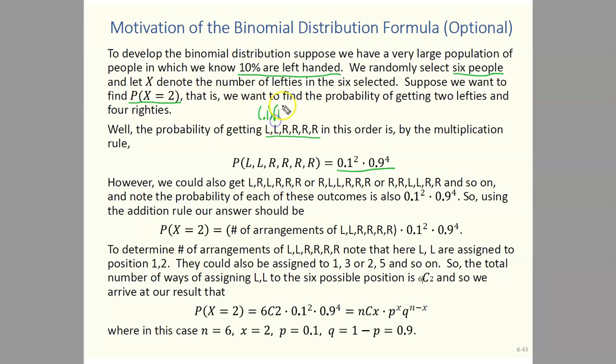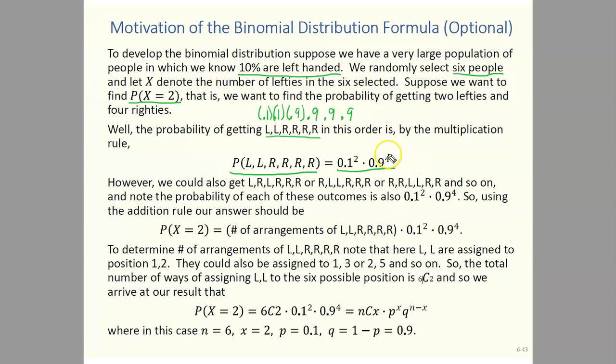And then the third person is right-handed. Well, that's going to be 0.9. And we multiply these together because notice I'm using the word and in here. And then the fourth person is right-handed, and then the fifth person, and then the sixth person. So we multiply all these numbers together and that's going to be the probability of this occurring. And that is 0.1 squared times 0.9 to the 4th power.